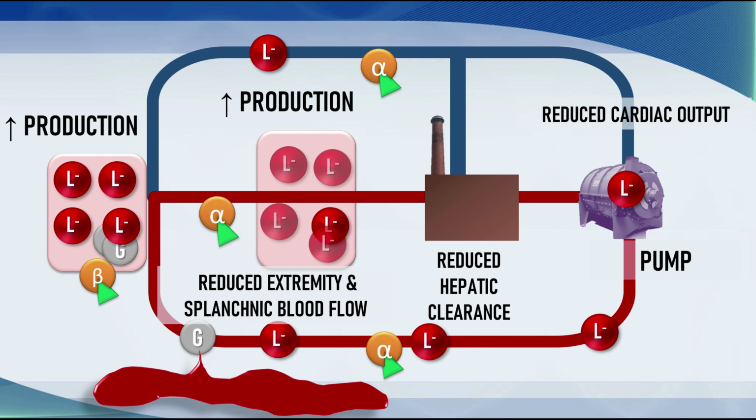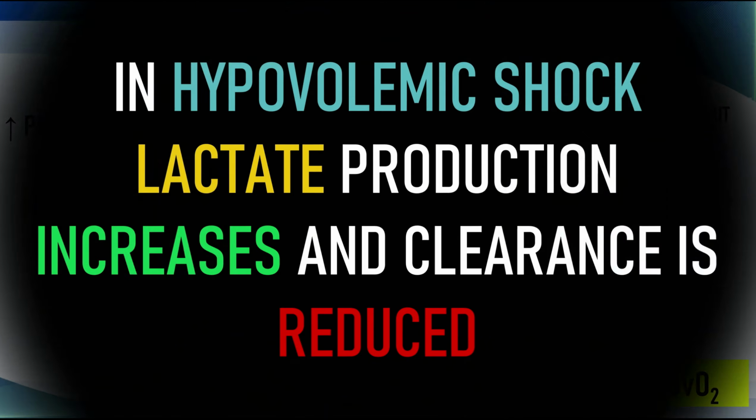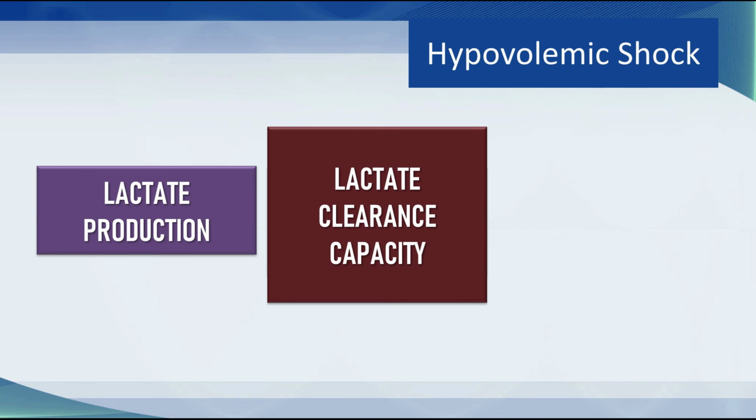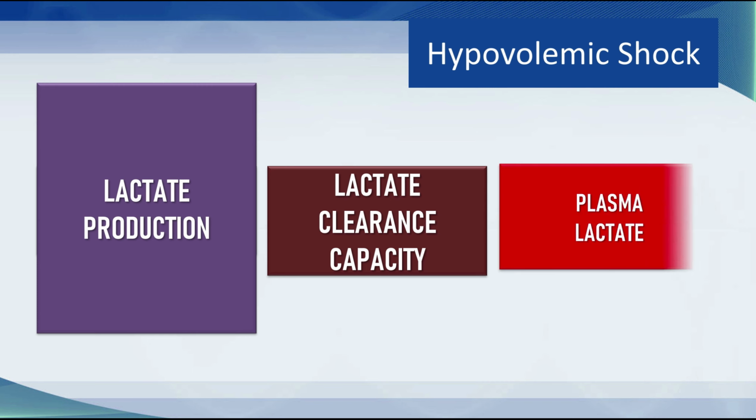There is global hypoperfusion. There is a fall in cardiac output. Because venous return has reduced, there is lower left ventricular end diastolic volume and an increase in the ejection fraction. There is a low stroke volume and increased stroke volume variability with the respiratory cycle. So in hypovolemic shock, lactate production increases and clearance is reduced. So we go from this situation to this situation. As a consequence of hypovolemic shock, the tissues are screaming from oxygen debt and lactate production increases exponentially. Simultaneously, the hepatic clearing capacity falls due to reduced splanchnic blood flow. The result is high plasma lactate and lactic acidosis. Sometimes this is called type A lactic acidosis.